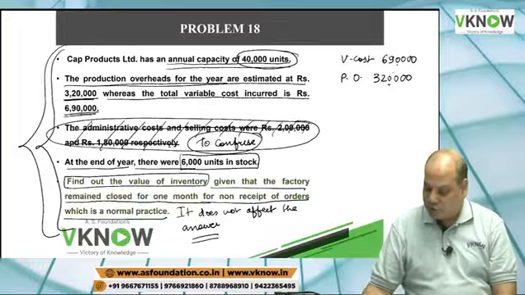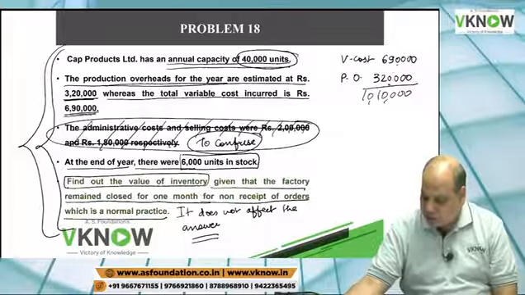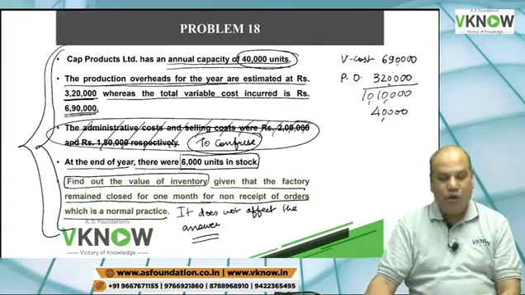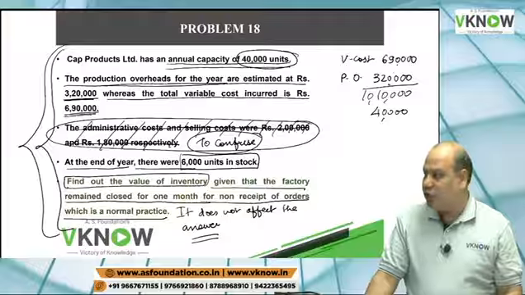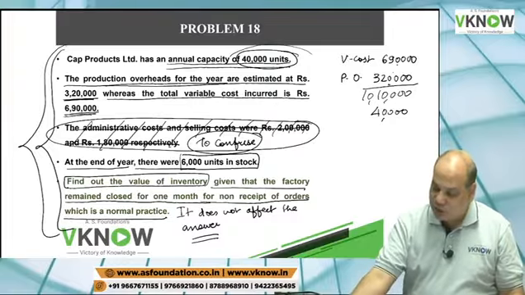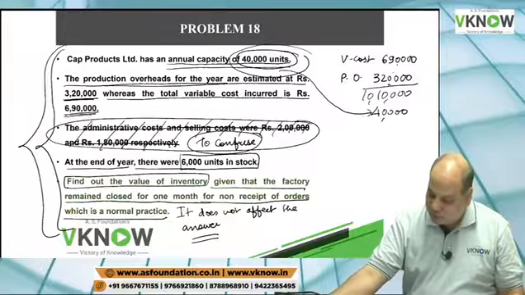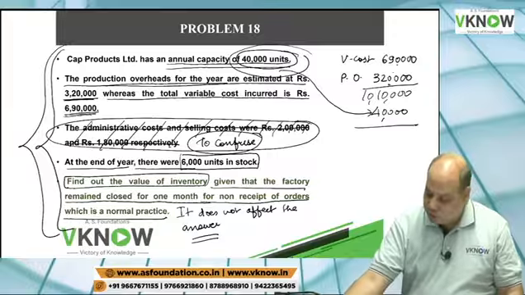So let us solve this question. My total cost is 6,90,000 plus 3,20,000, that is 10,10,000, and the quantity given is 40,000. Assume normal and actual capacity are the same. Now, unnecessarily don't take tension. There is only one quantity. Take this quantity as actual, this same quantity as normal. So you will get the cost per unit.